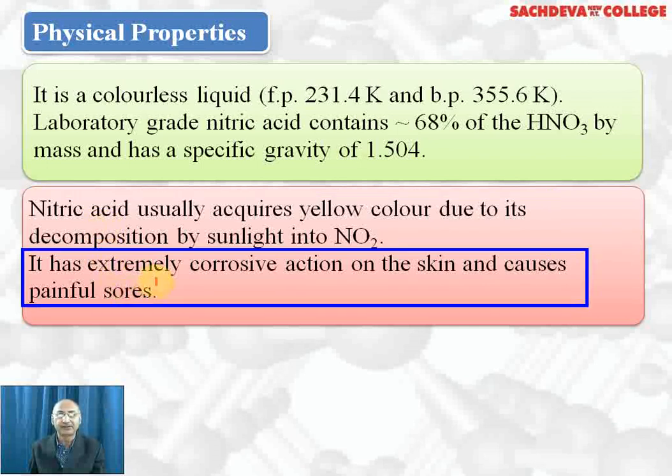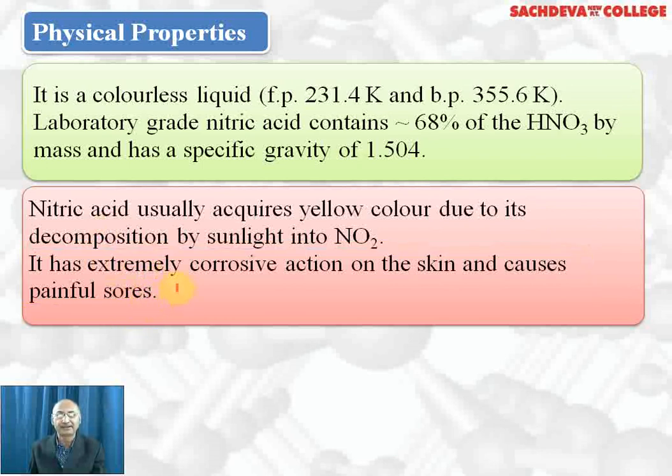It has extremely corrosive action on skin and causes painful sores. Whenever nitric acid falls on your skin, it changes to yellow in color because skin is made up of protein, and protein reacts with nitric acid to form nitroprotein or xanthoprotein, which are yellow in color. But only the upper layer of the skin is affected, which gets removed automatically and new skin comes.